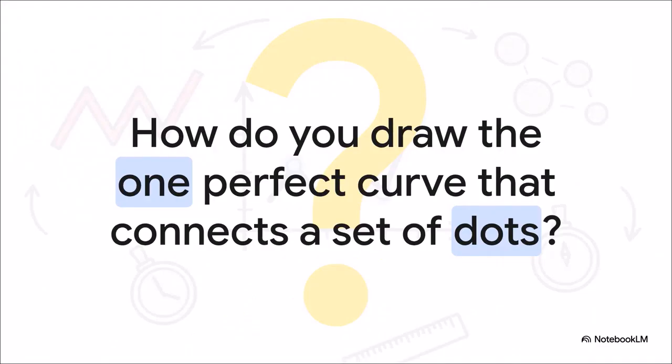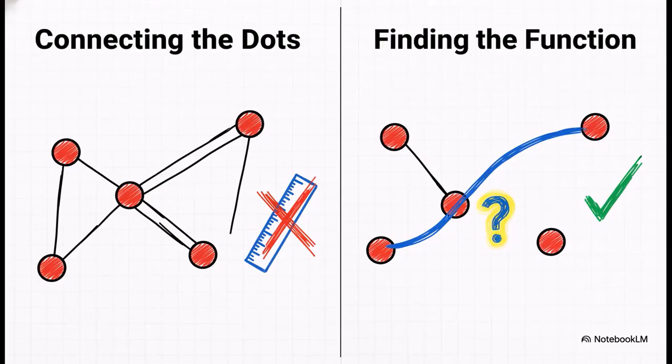All right, so let's set the scene. Imagine you've got some data, a few scattered points on a graph. You've run some experiments, but you don't have the full picture. So the big question is, how do you find that single, unique polynomial curve that perfectly nails every single one of your known points? Look, we're not just playing connect the dots with a ruler here.